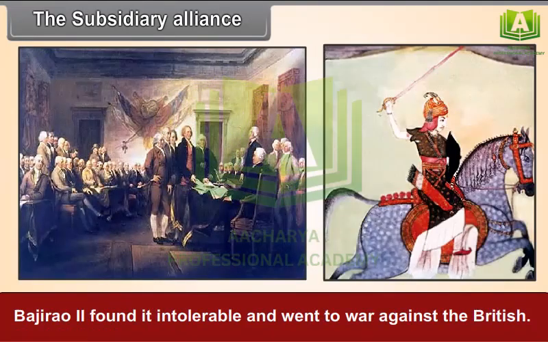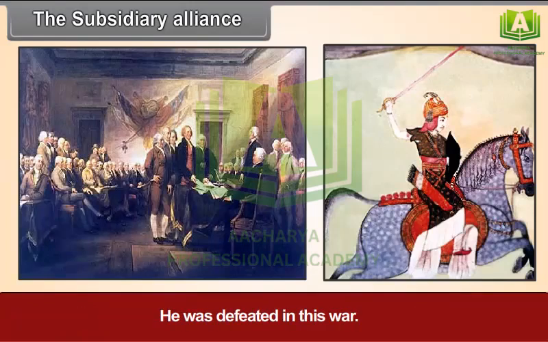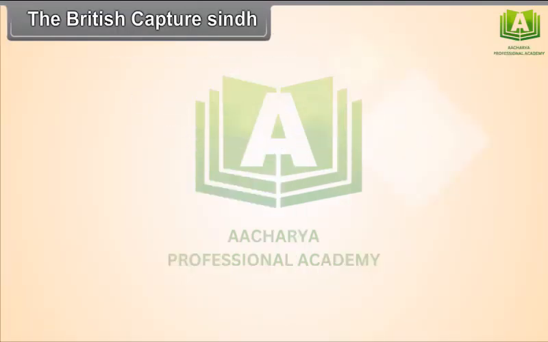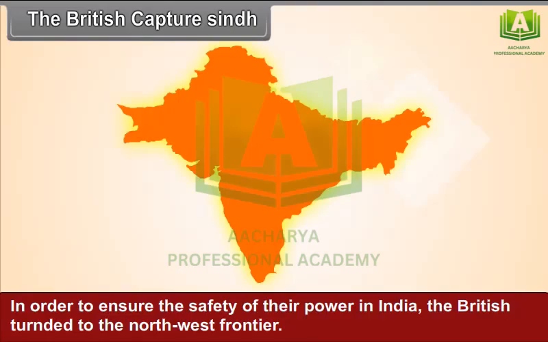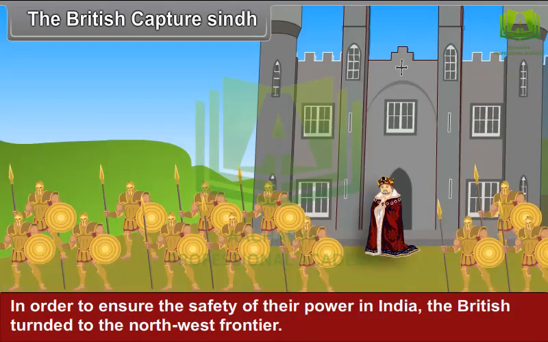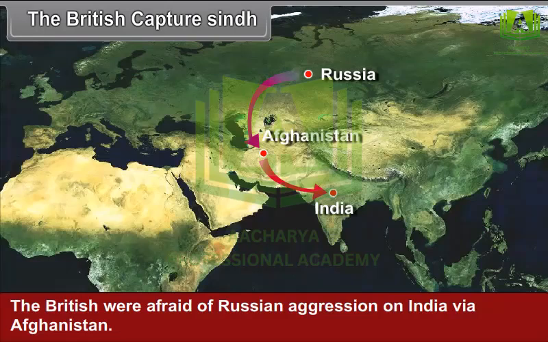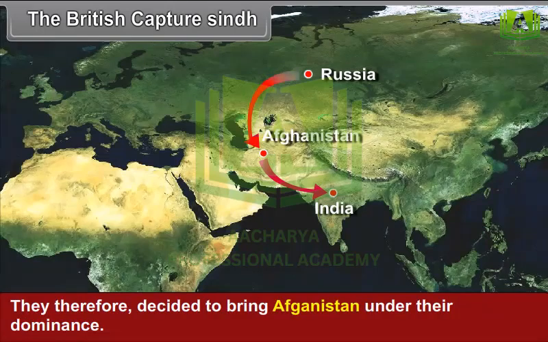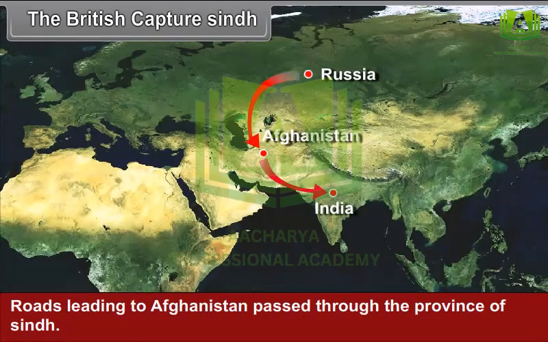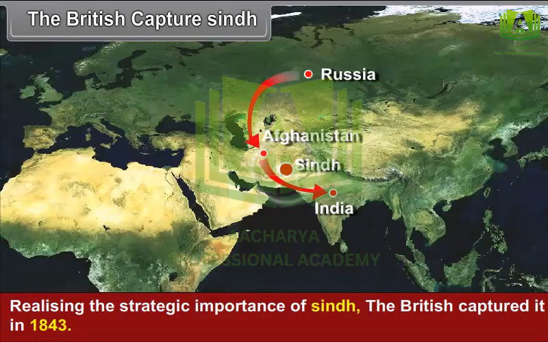Bajirao II found it intolerable and went to war against the British. He was defeated in this war. He surrendered to the British in 1818. The British capture Sindh. In order to ensure the safety of their power in India, the British turned to the northwest frontier. The British were afraid of Russian aggression on India via Afghanistan. They, therefore, decided to bring Afghanistan under their dominance. Roads leading to Afghanistan passed through the province of Sindh. Realizing the strategic importance of Sindh, the British captured it in 1843.